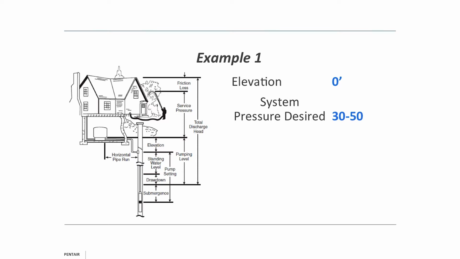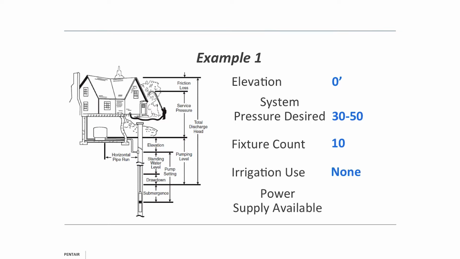so that's how we're going to do it today. Fixture count, he went through the home and he counted 10 fixtures. Remember our method, 10 fixture points times 1 gallon per minute per point will give me 10 gallons per minute required for the home. Irrigation use, he has none. Power supply is 230 volt single phase, which is what I expect from a home, so that's great.